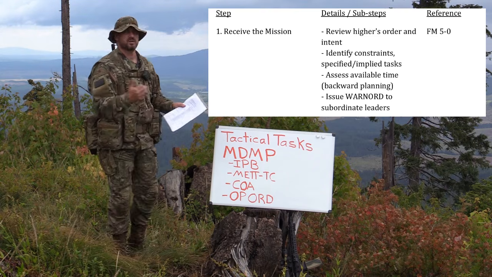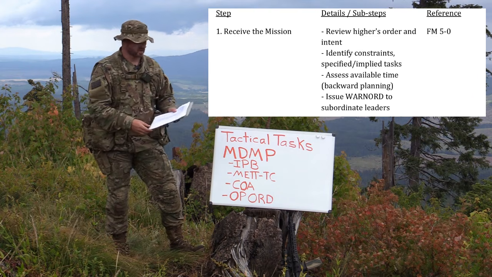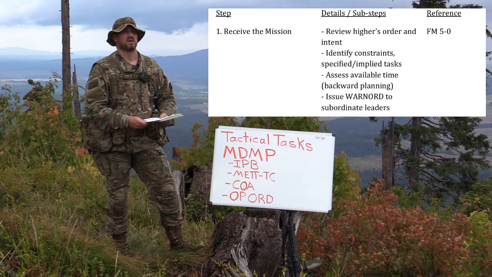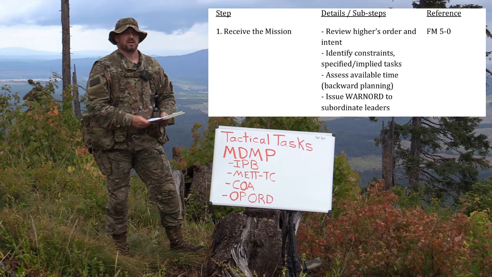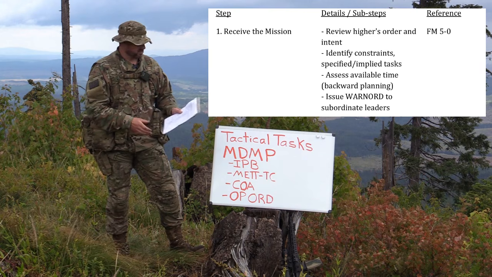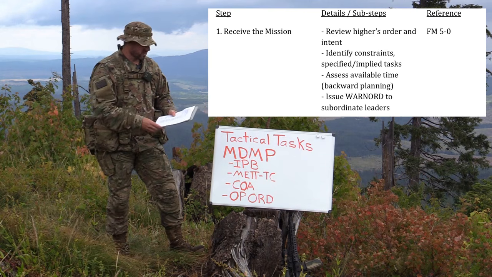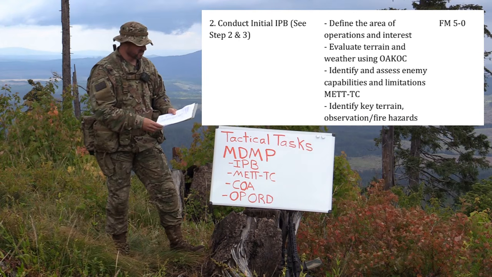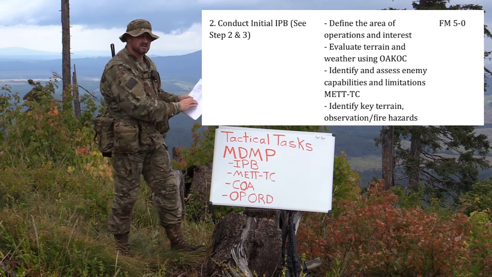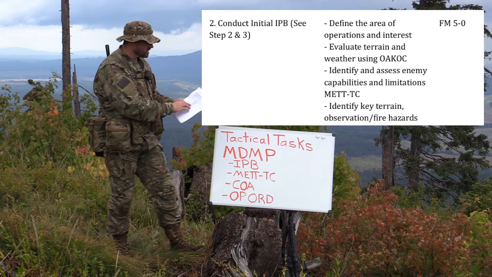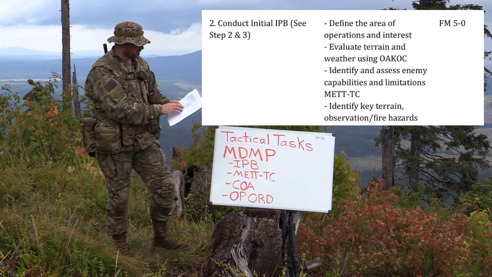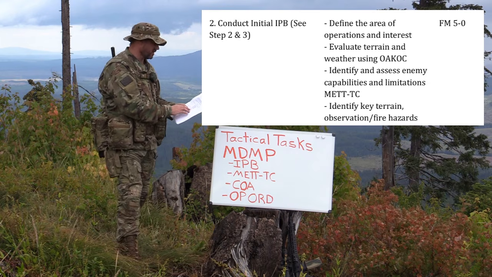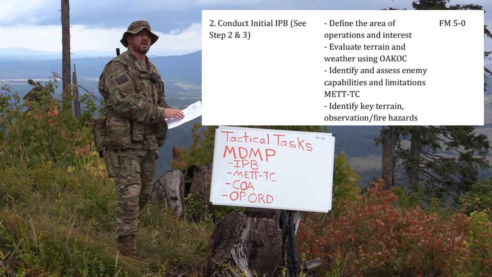The first thing that you want to do, step 1 in the military decision-making process, receive the mission. In this case, you might be the one planning the mission. Step 1 might be irrelevant. Step 2, conduct initial intelligence preparation for the battlefield. And then I have some very quick sub-steps here. Those sub-steps for intelligence preparation of the battlefield: define the area of operations and interest.